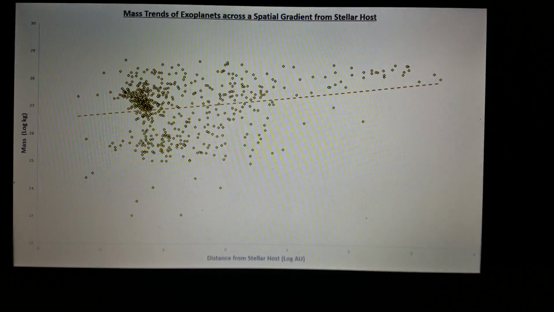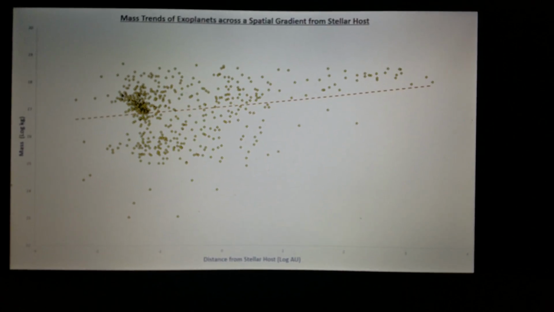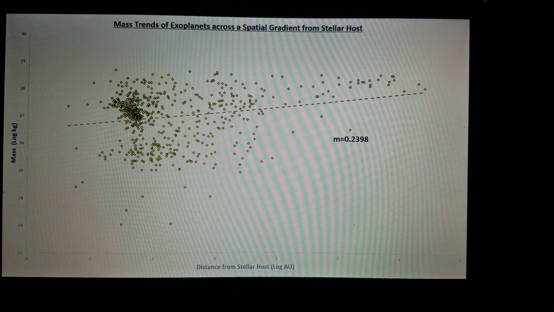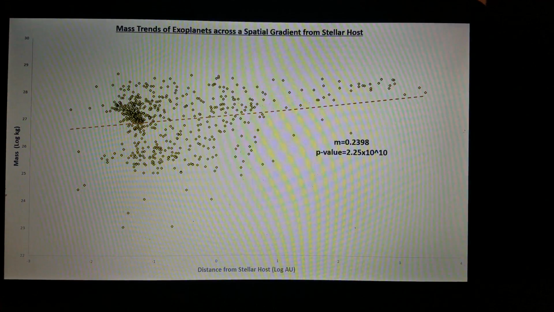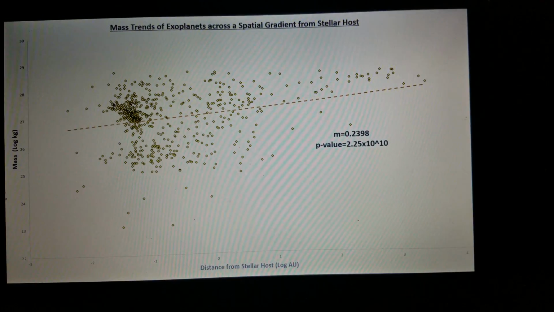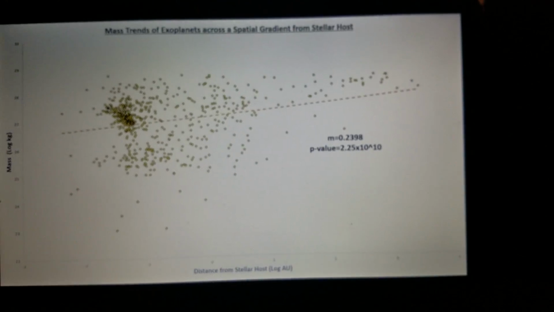So this gives us a trend line with a little more slope, a slope of 0.2398 to be exact, with a p-value of 2.2 times 10 to the 10th. Now the statistical test ran was a logistic regression with an alpha of 0.99. So this data is significant.